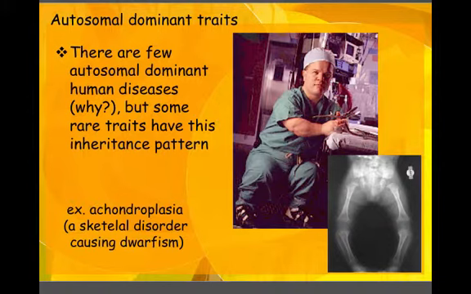There are few autosomal dominant human diseases, but some rare traits have this inheritance pattern. For example, achondroplasia, which is a skeletal disorder causing dwarfism, is a trait that is actually autosomal dominant.